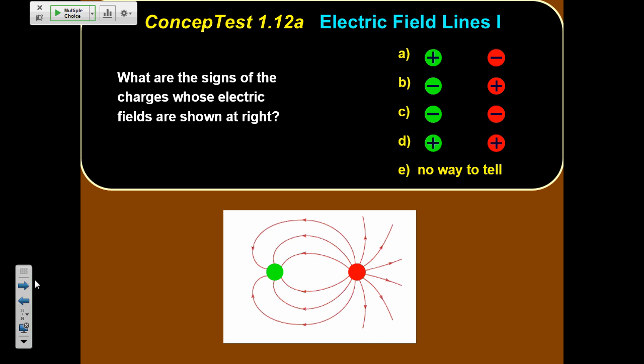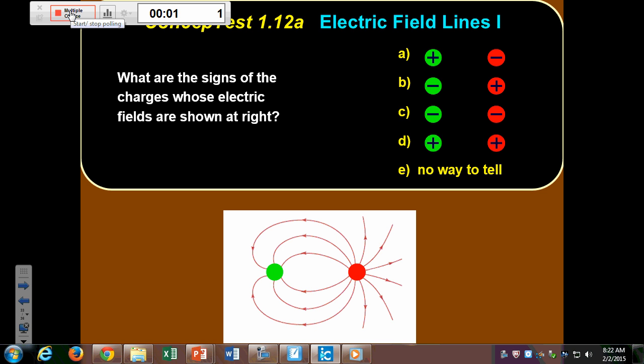All right, what are the signs of this? These last couple are real easy. What are the signs of the charges? This is green, this is red, green, red. You can see the lines come out of the red and go into the green. Just a couple more seconds. I'll stop at 25.